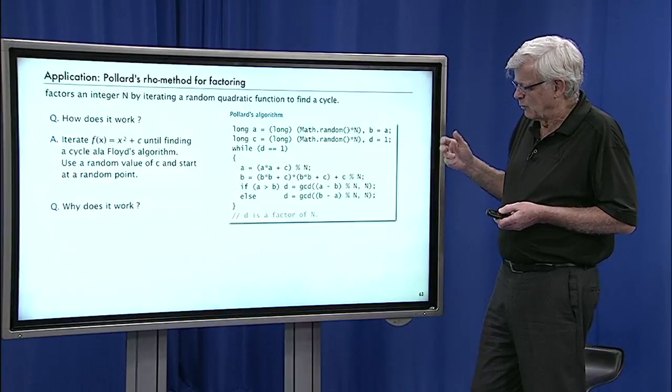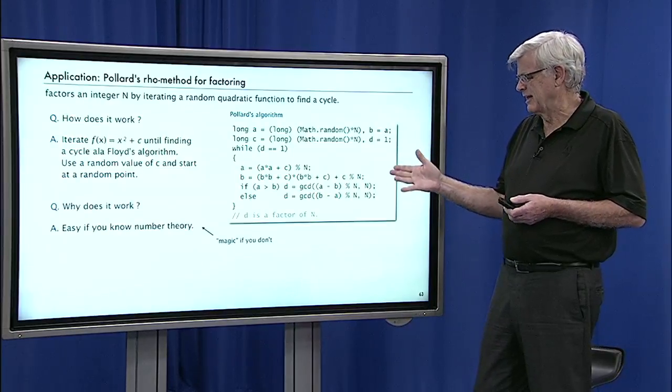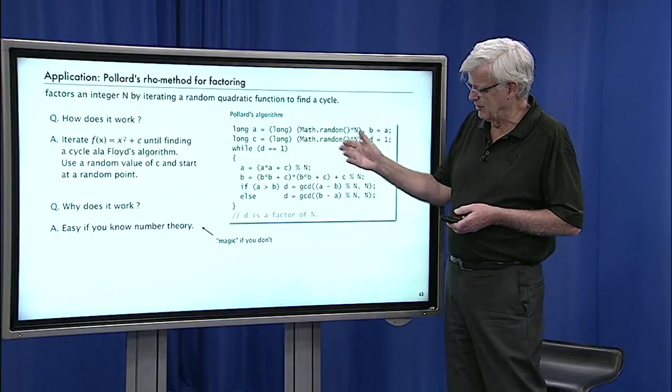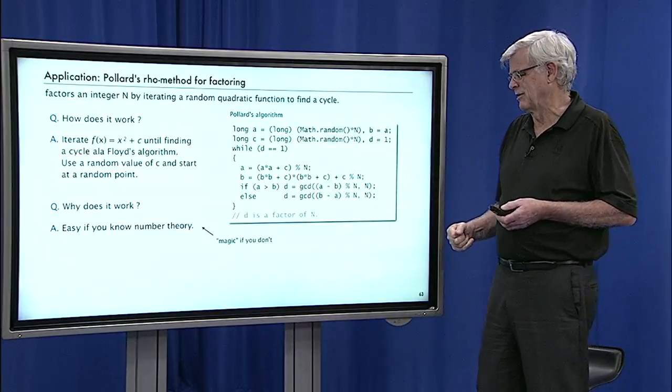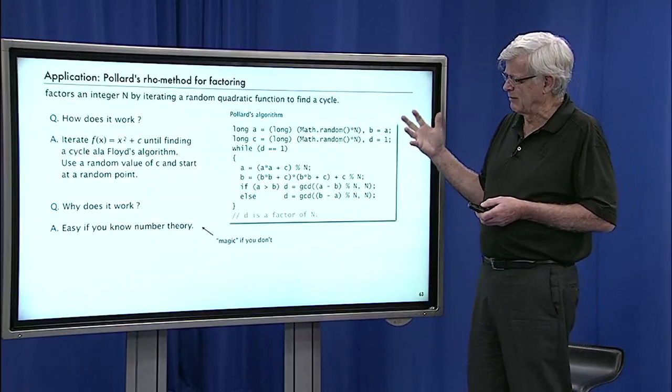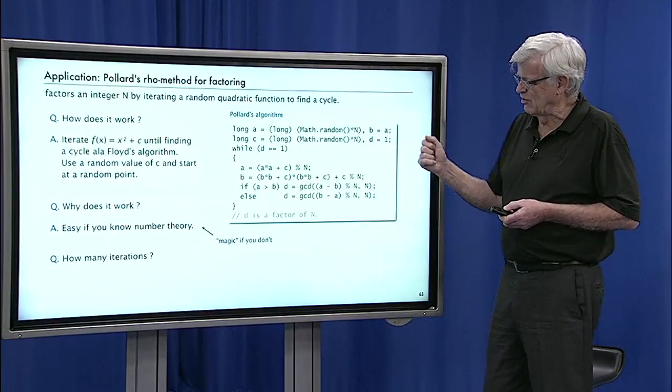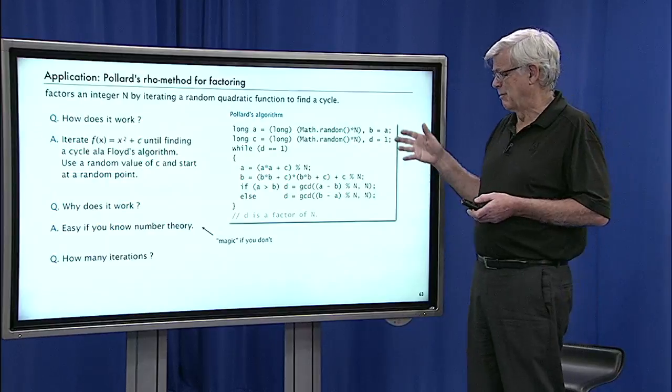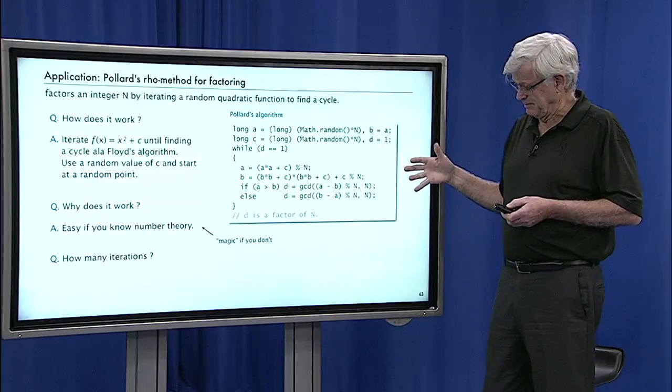So, why does it work? Well, it's actually not too difficult to see how it works if you know number theory, although it's definitely magic if you don't. That's not really the point of why I want to bring it up now. The question is, how many iterations does Pollard's algorithm take?